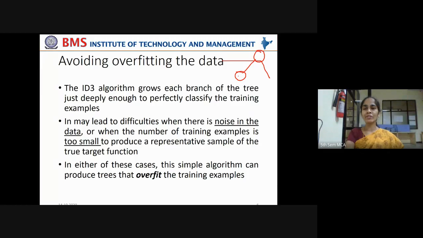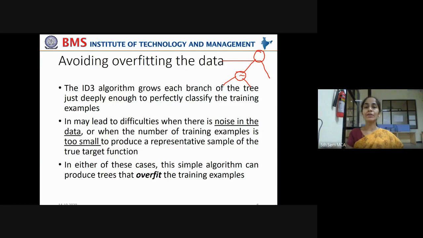Now another attribute is checked here. Based on that attribute's values, you further classify the training examples. What the ID3 algorithm actually does is it grows each branch of the tree just deeply enough to perfectly classify the training examples, right? So by the end of building this decision tree, you get an optimal decision tree which will answer all your training examples, right? Because it has learned from those training examples.